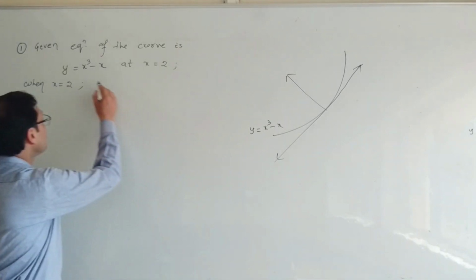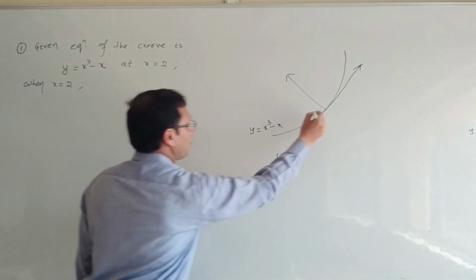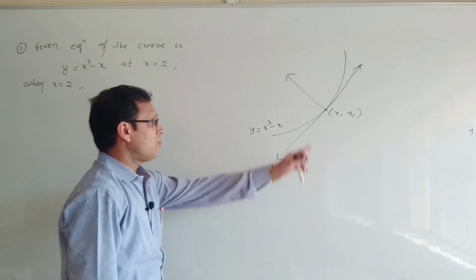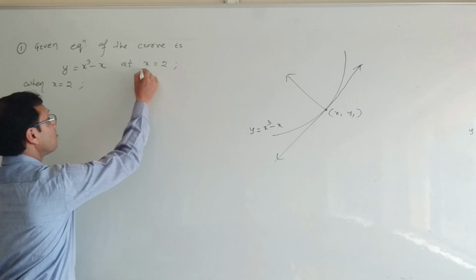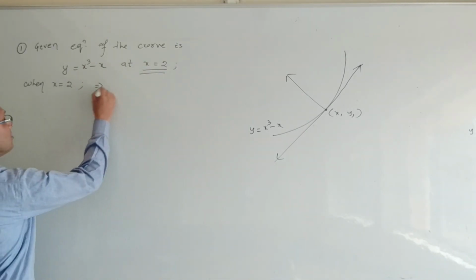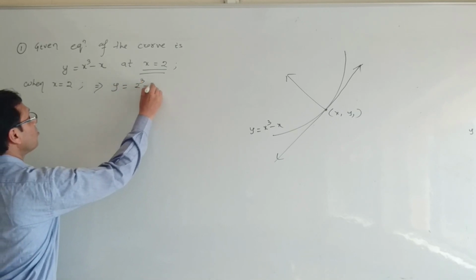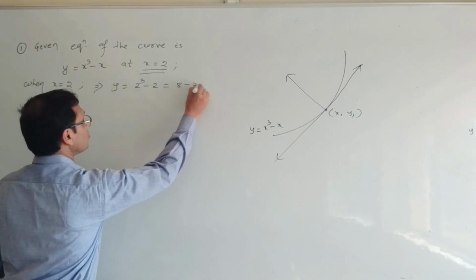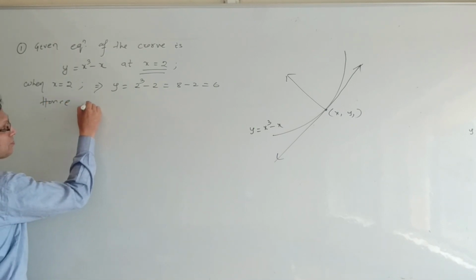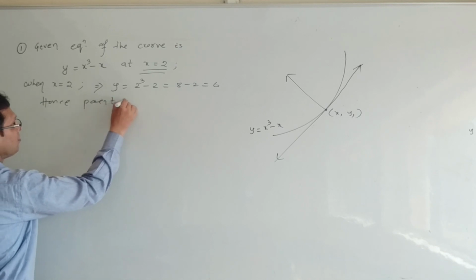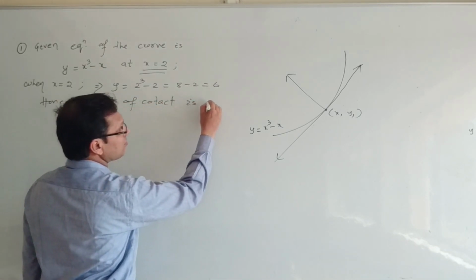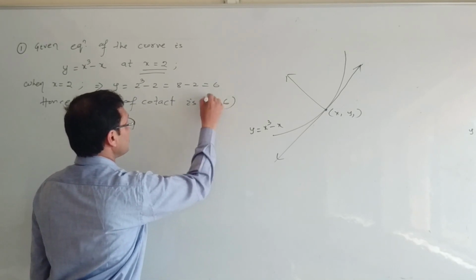Okay, so first you have to find dy by dx and the point on the curve, that is x1, y1. The indicated point is given at x equals 2. So when x is equal to 2, y is equal to 2 cube minus 2, that is 8 minus 2, which is equal to 6. Hence the point of contact is 2, 6.